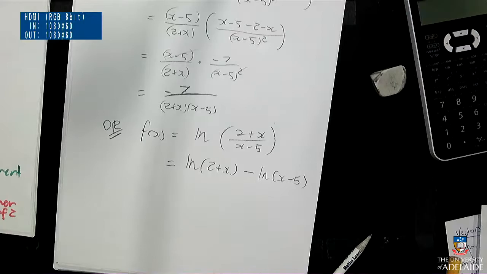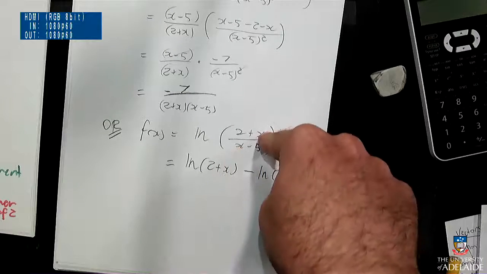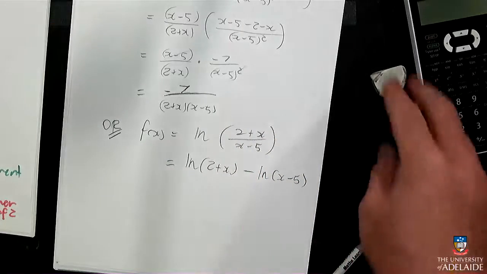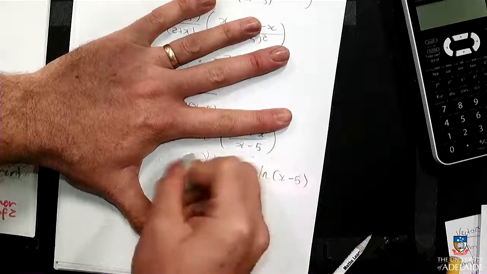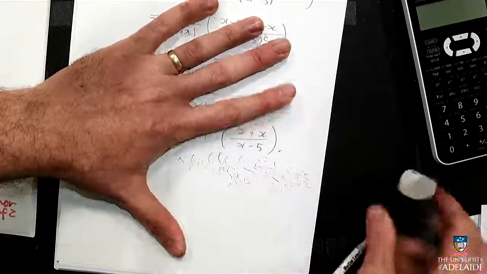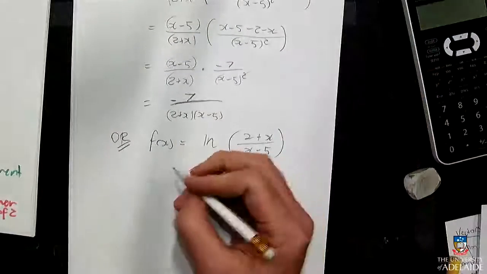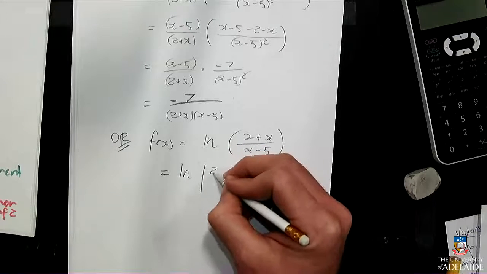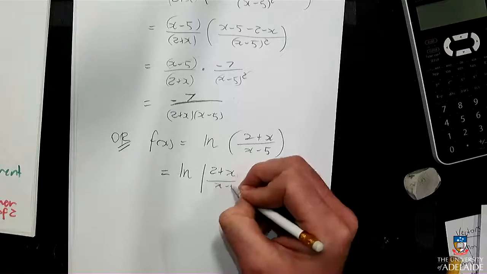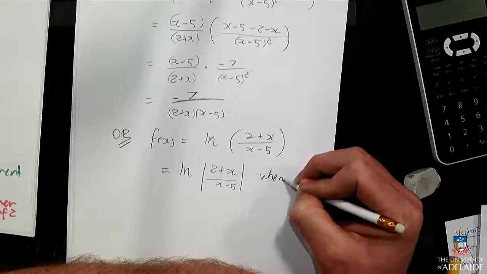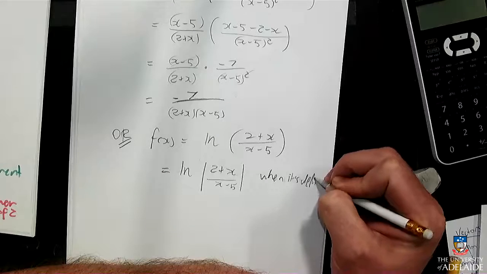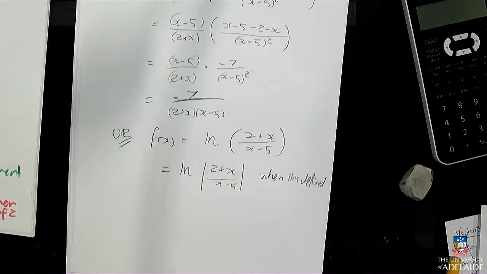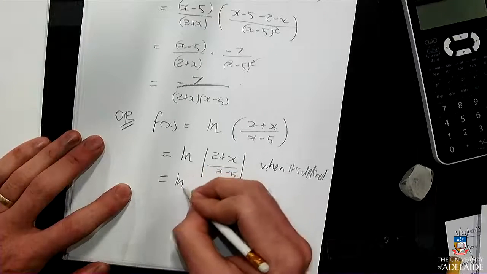If this is defined, then whatever this thing is here is positive. And so I'm going to do the following. That's equal to ln of the absolute value of (2 plus x) over (x minus 5) when it's defined. Because when it's defined, that thing's positive, so it's equal to its absolute value. And that's the same as this.